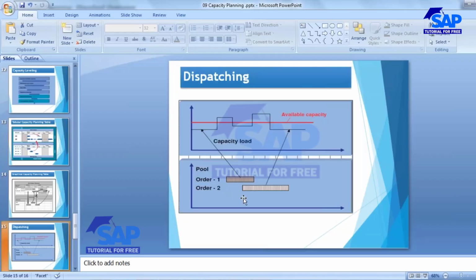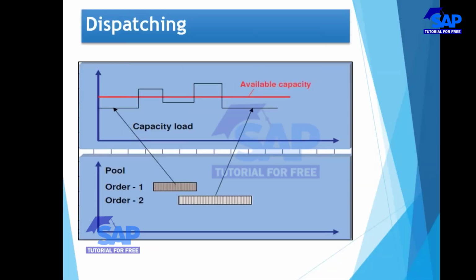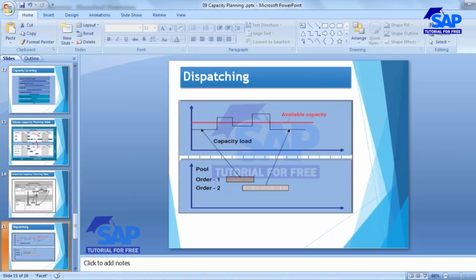So basically you do the dispatching. You take the orders, and then you dispatch them. Then the uniformity of capacity load will happen. So you will basically be doing the dispatching function. Okay, so this is your capacity leveling.